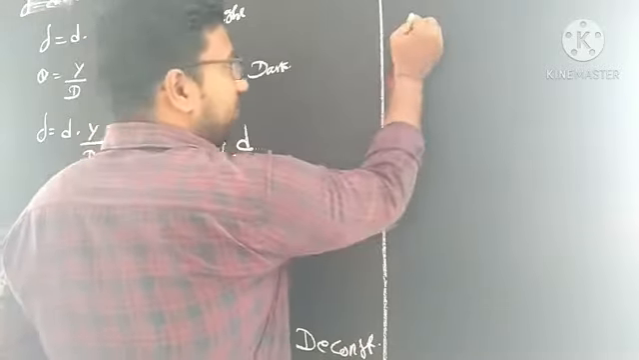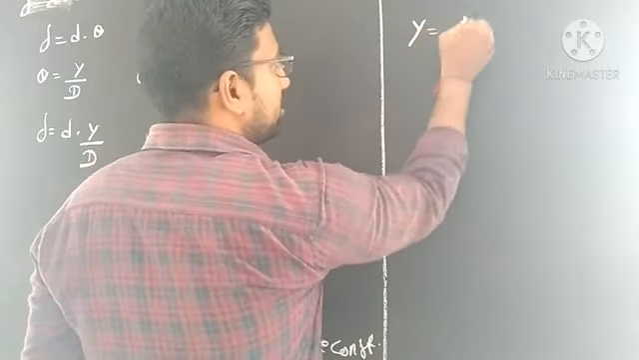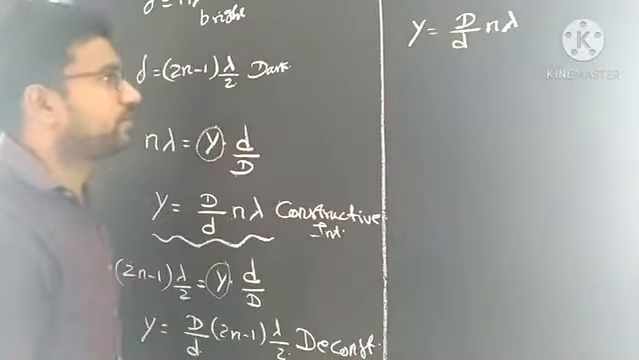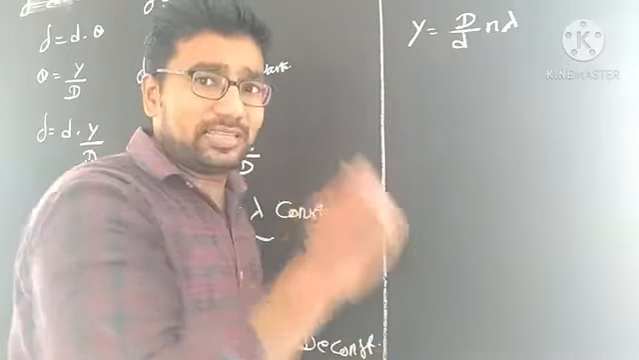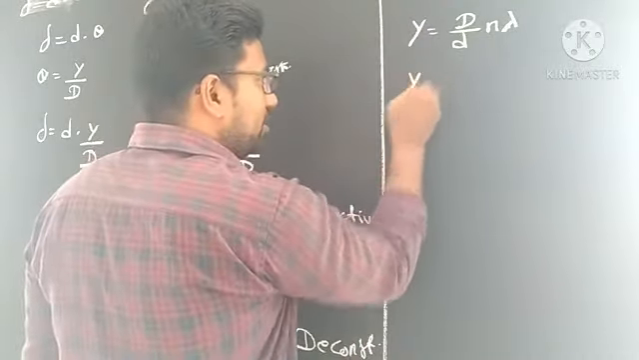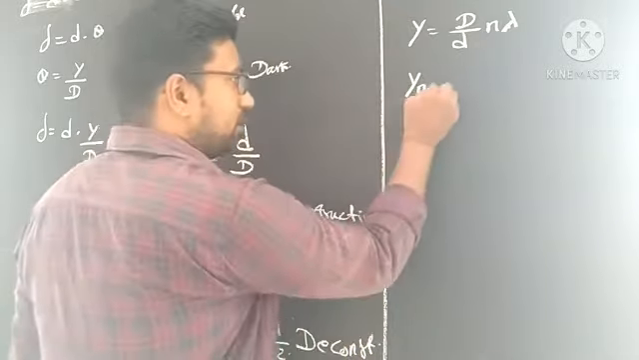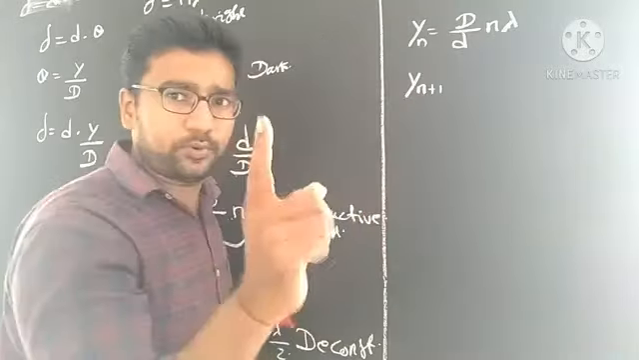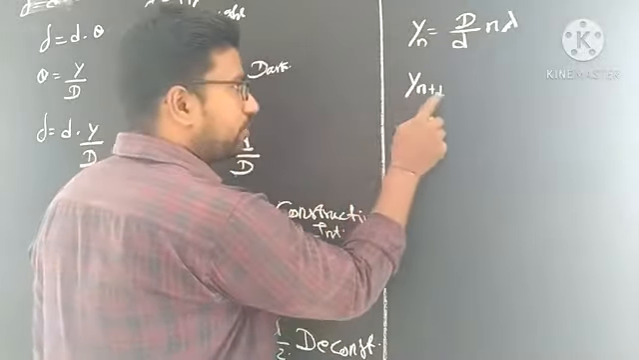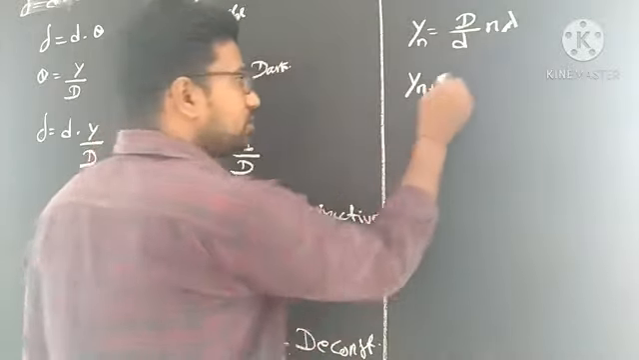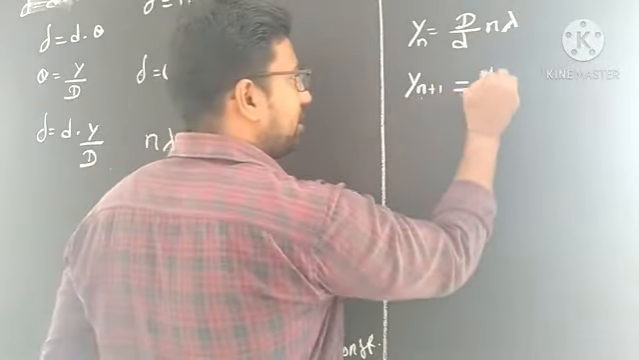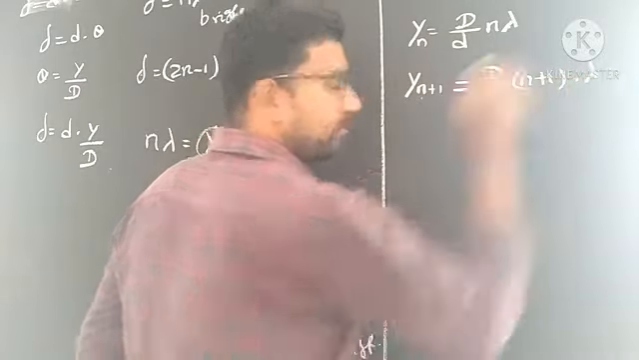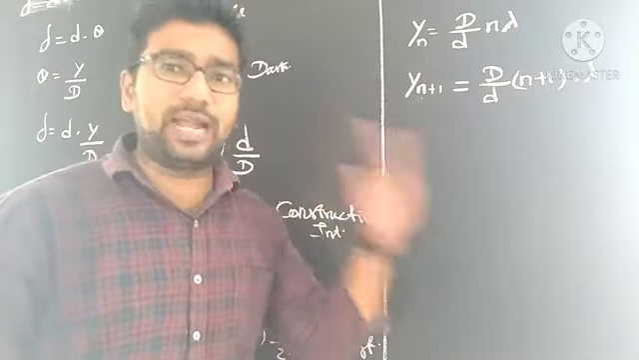Now the bright fringe condition is y = (D/d)nλ. This is my nth fringe. Suppose the next fringe is y(n+1), the second order. If you give n equal to 1, then 1 plus 1 equals 2, which is the second bright fringe. So y(n+1) = (D/d)(n+1)λ. Am I right? Now I am going to find the bandwidth value.